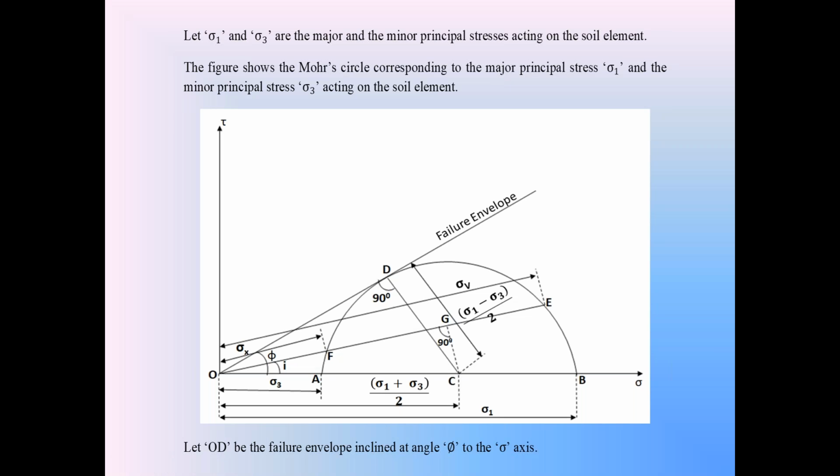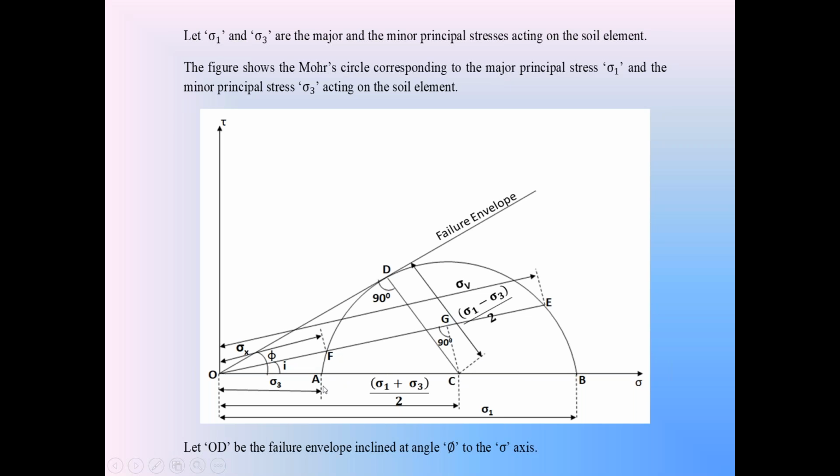Check that right angle triangle OCD. In that triangle, take sin phi. Sin phi is equal to opposite side by hypotenuse. What is that opposite side? (Sigma 1 minus sigma 3) by 2, that is CD. So in the right angle triangle OCD, sin phi is equal to opposite side CD by hypotenuse OC. So sin phi is equal to CD divided by OC.